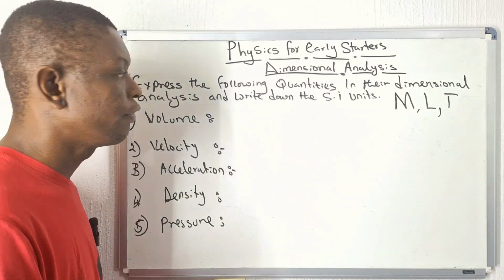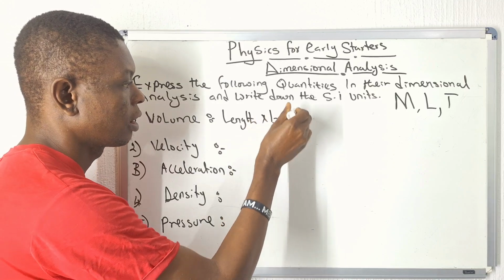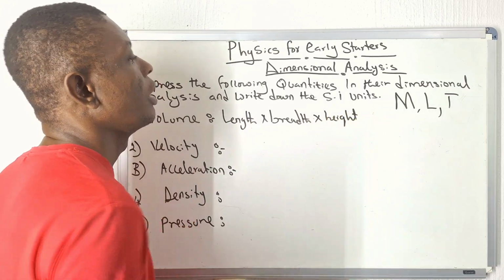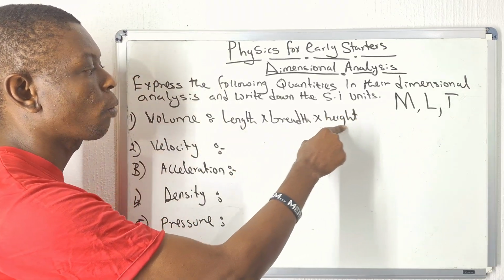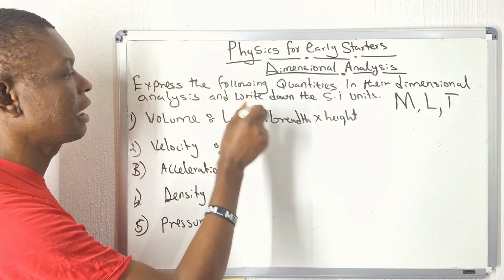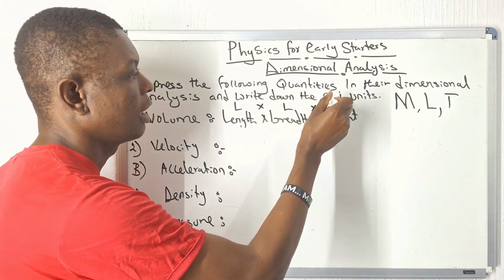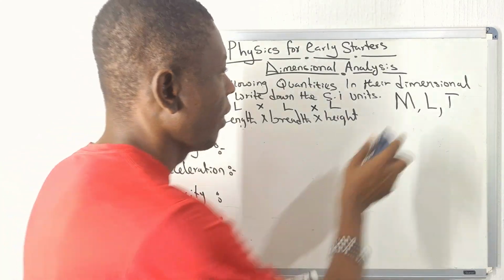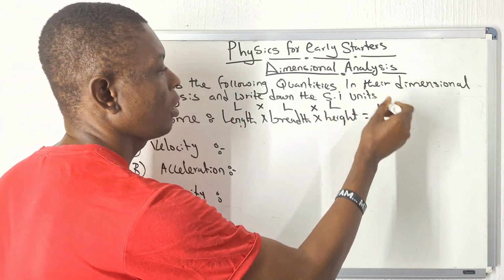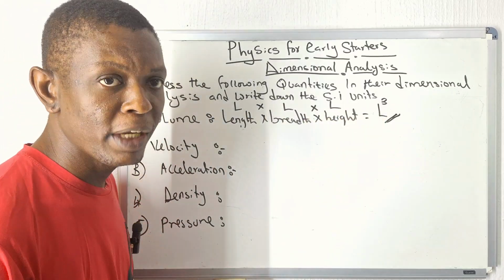Now, what is volume? Volume is simply length times breadth times height or depth, depending on which one you want to call it. Now, all these things are quantities based on what? Length. They are distances. So it simply means that this is L times L times L. And what is L times L times L? This is triple L, which is L cube. So this is what volume stands for in dimensional analysis.